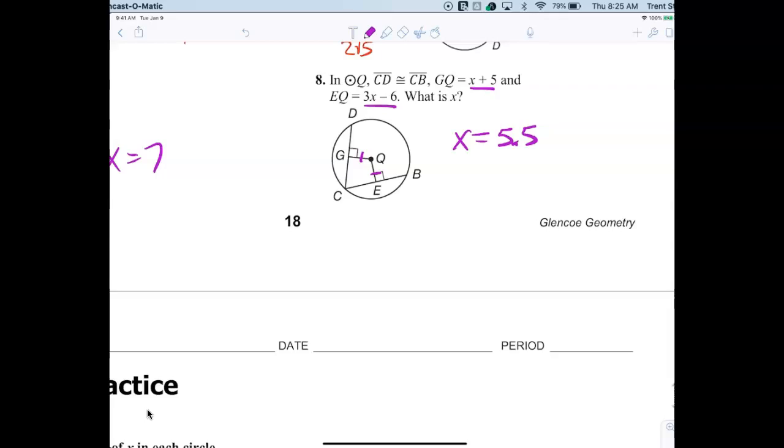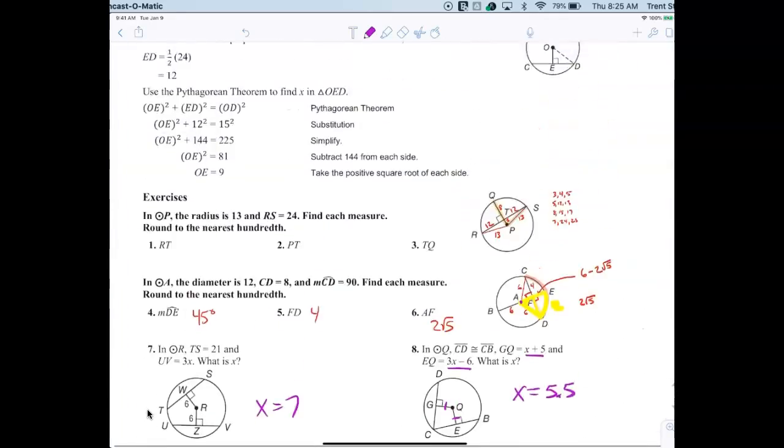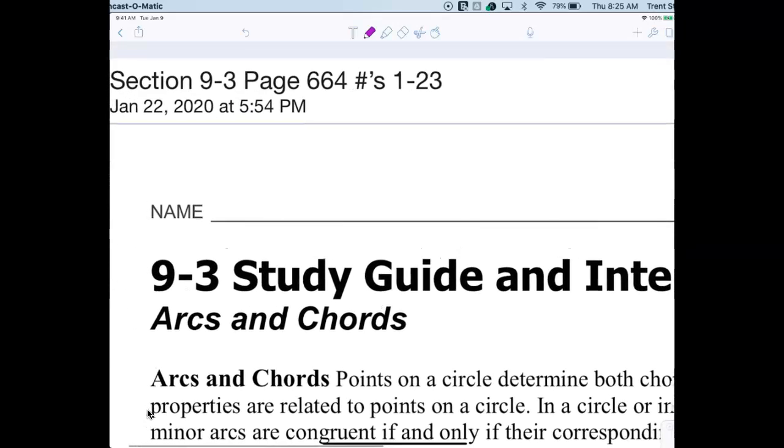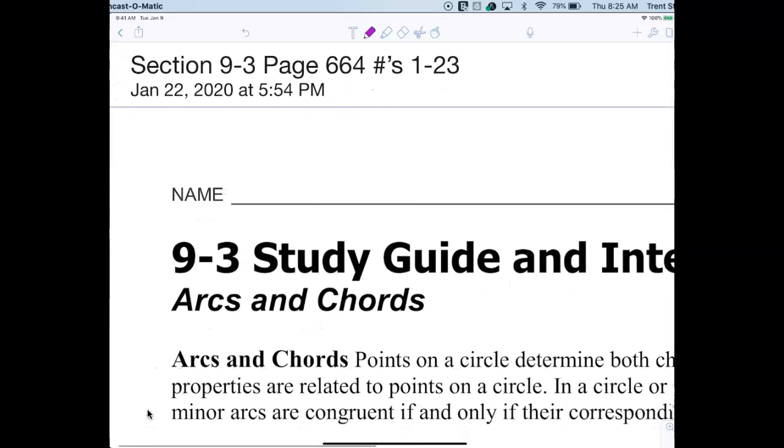All right, so listen, I really want you to open the book, all right? Your book work, it's really not hard. All right, so let's do that. 664, numbers 1 through 23. All right, page 664, numbers 1 through 23. Double check your book, make sure it's open.